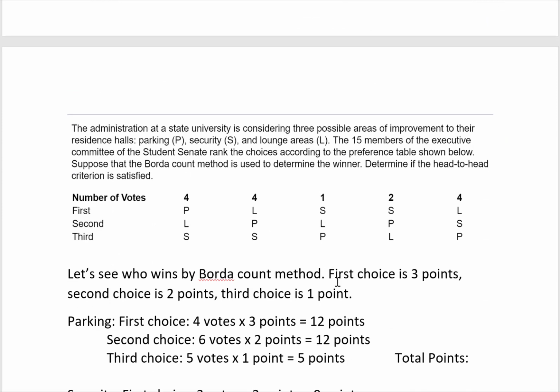The administration at a state university is considering 3 possible areas of improvement to their resident halls: parking, security, and lounge areas. The 15 members of the executive committee of the Student Senate rank the choices according to the preference table shown below. Suppose that the Borda Count method is used to determine the winner. Determine if the head-to-head criterion is satisfied.